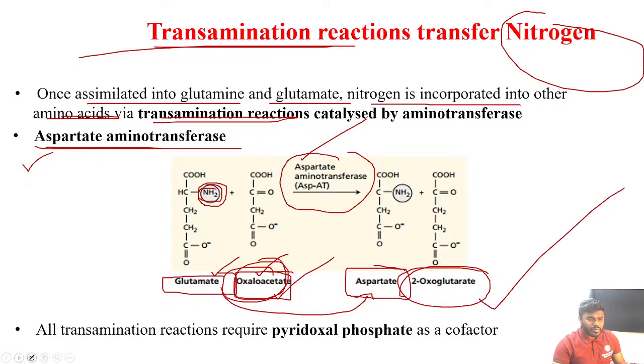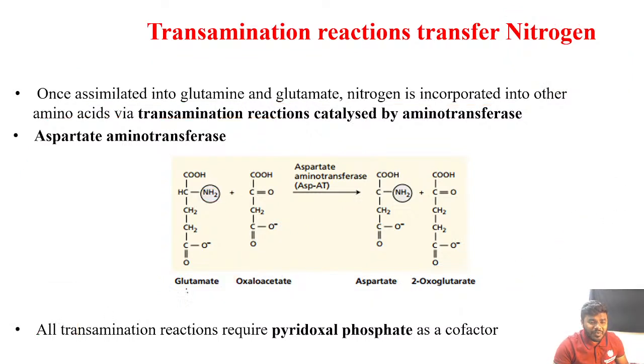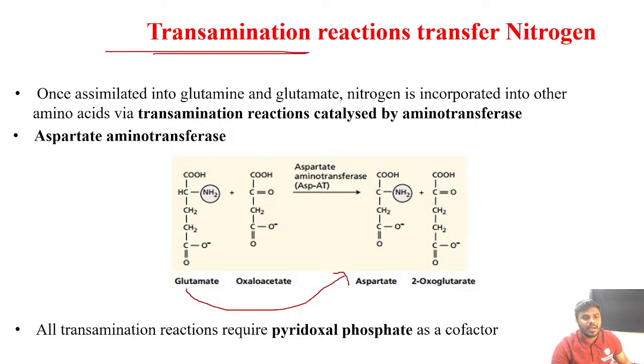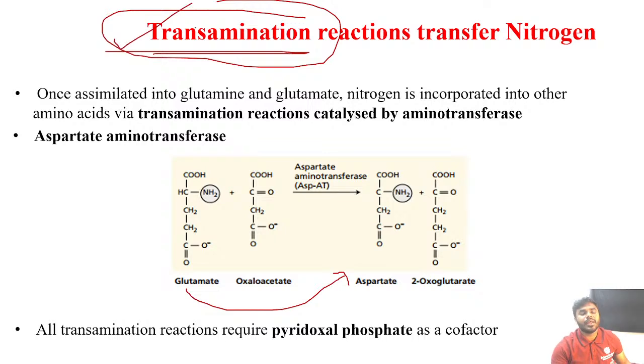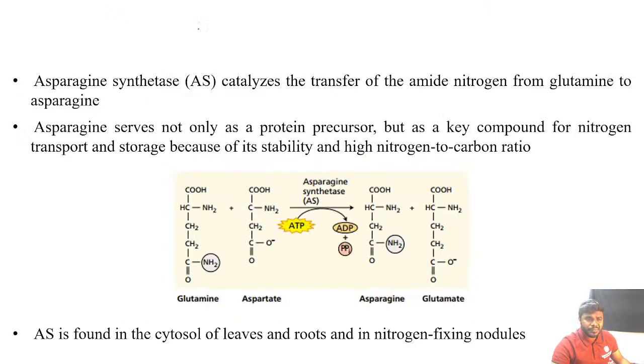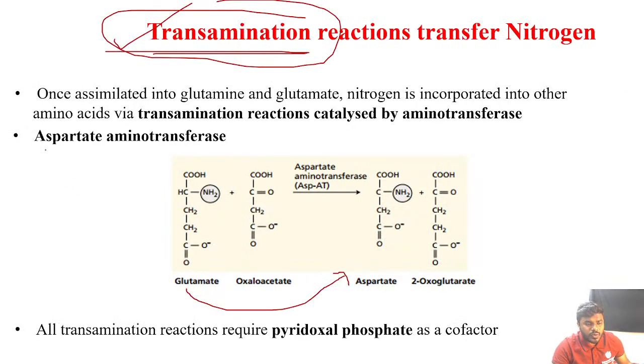2-oxoglutarate. You no need to remember which amino acid is going to be converted into which amino acid. What you have to remember is that one amino acid can be converted into another amino acid by the process of transamination. That's the only point I want you to remember. See here, by using the aspartate amino transferase enzyme, I have synthesized aspartate.